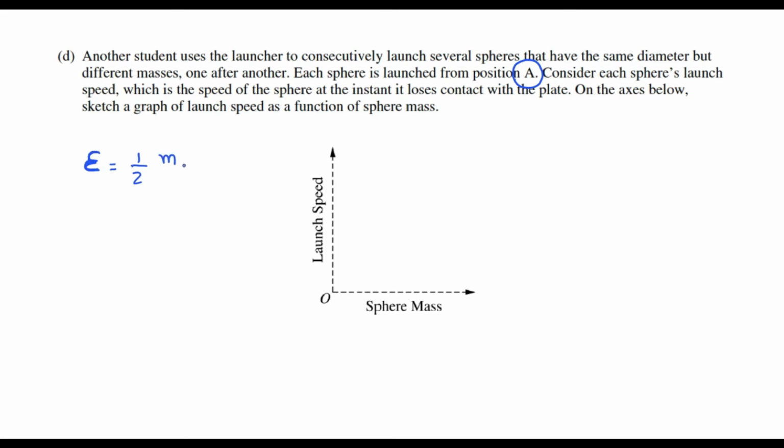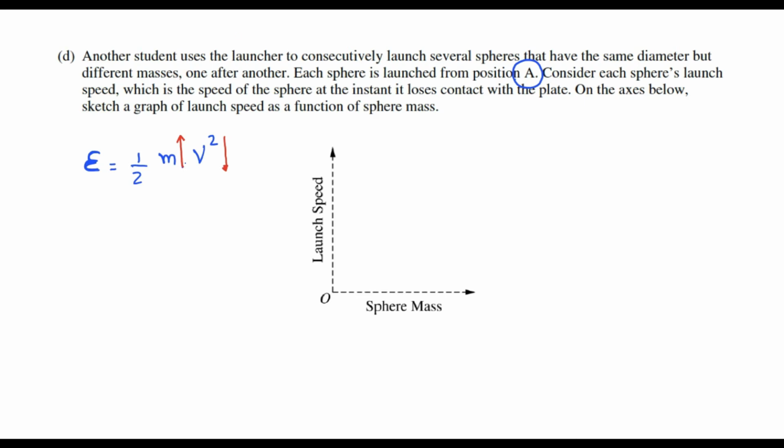So as the mass increases, the square of its velocity must decrease. That means that not only the velocity must decrease, but also it's not decreasing linearly.